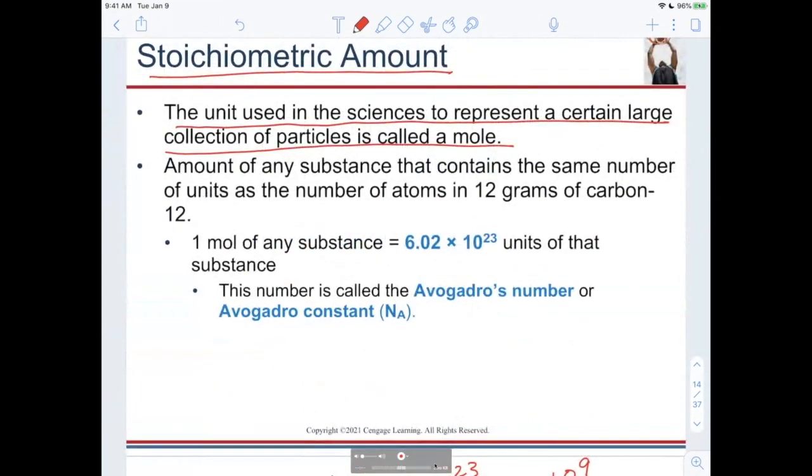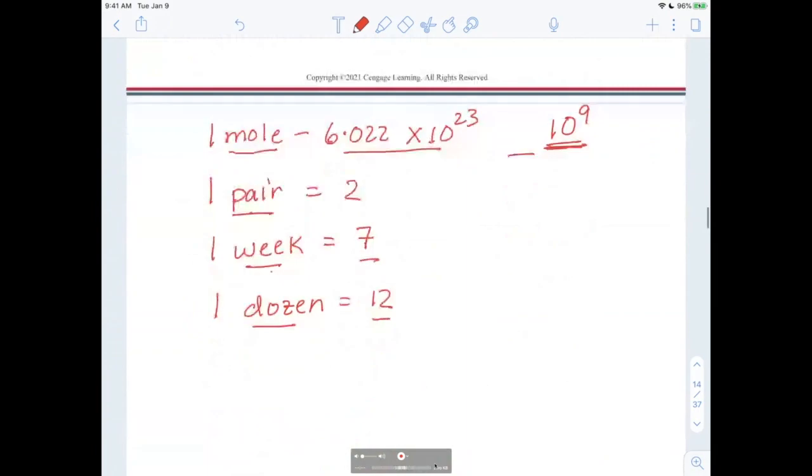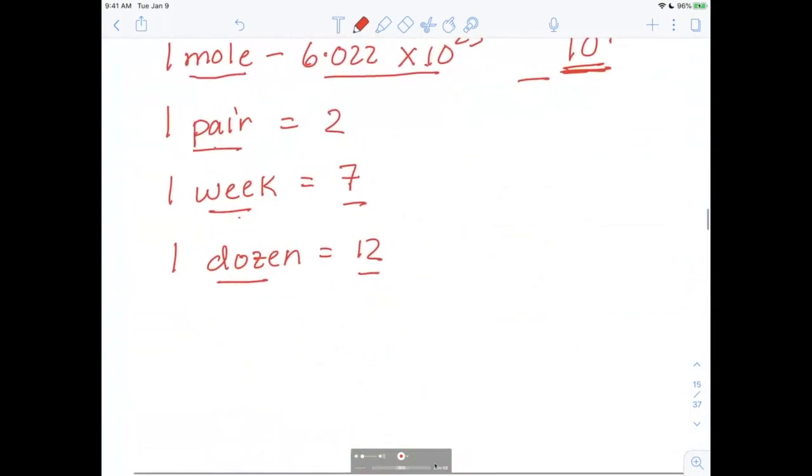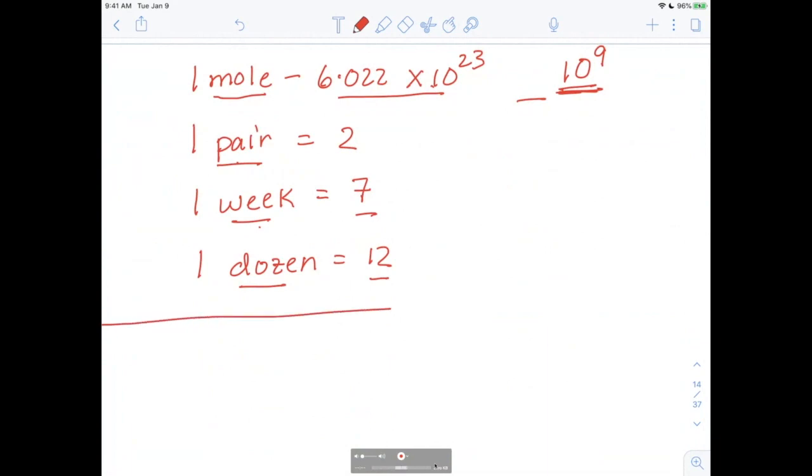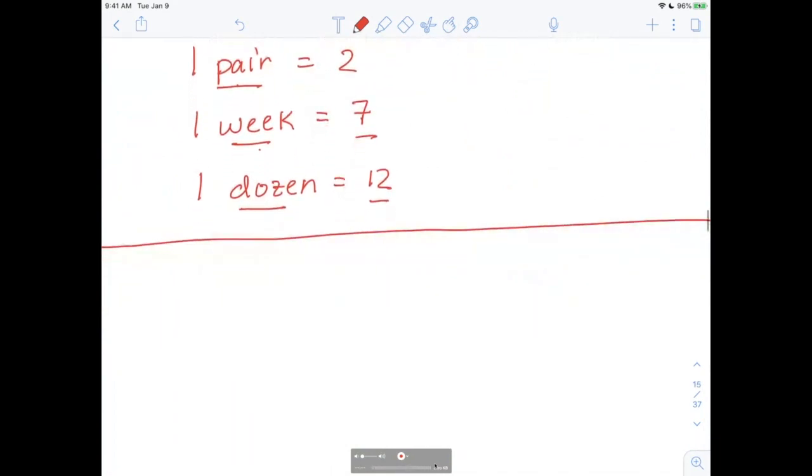So when we're trying to count the particles of an element, we deal with moles. Any amount of any substance that contains the same number of units as the number of atoms in 12 grams of carbon 12 is called the mole. So we are trying to define the mole. When scientists were able to figure out the amount of items containing the mole, they used a standard. The standard chemical scientists use to be able to count the number of atoms in the mole was carbon 12.